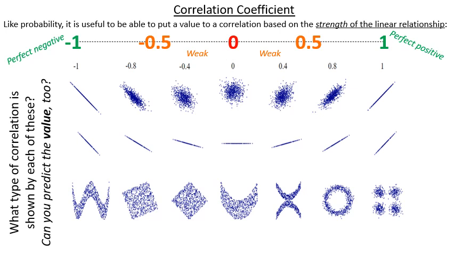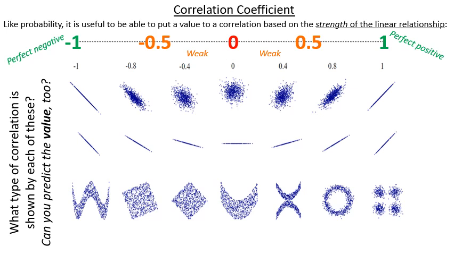Here's a few other diagrams. Have a think about what kind of numbers you would expect to put on there for a correlation coefficient. Think about the size and the sign for each one. Pause the video at this point if you want to try jotting some down before I go through the answers.